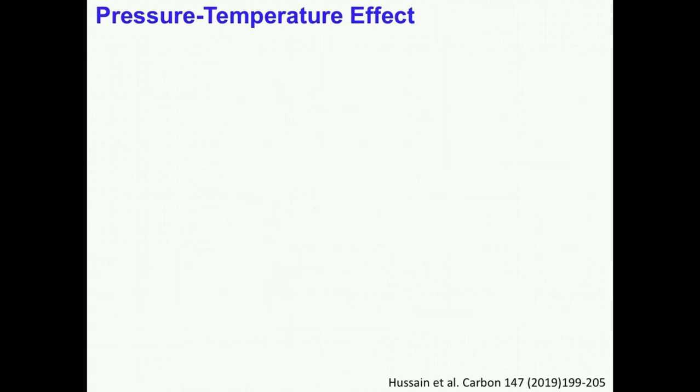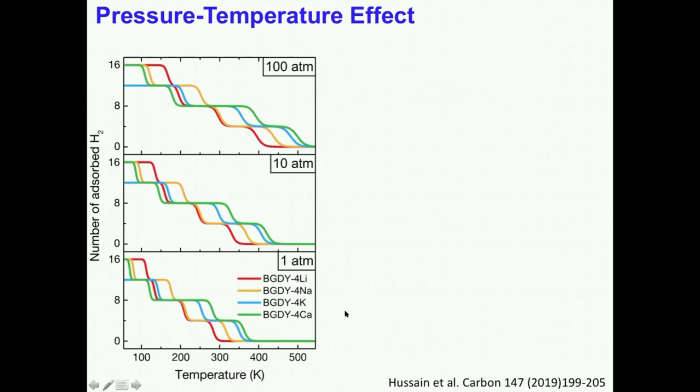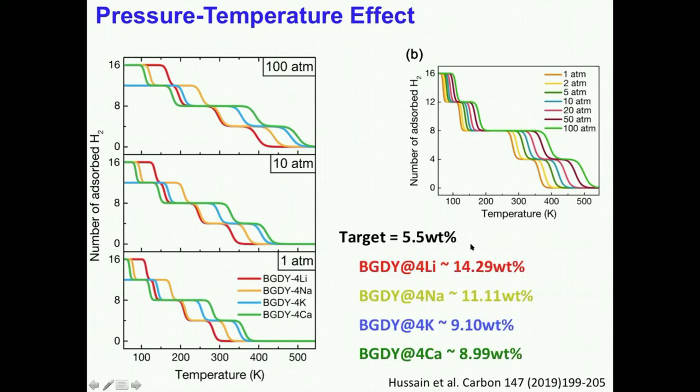So to summarize, these calculations were at 0 Kelvin and 1 atmosphere, but you know the fuel cell doesn't work at 0 Kelvin or atmospheric pressure. For that, we need to have a feasible pressure and temperature. So we have calculated these bindings at different temperatures and different pressures. And even in different ranges of temperature and pressure, the hydrogen molecules stay connected with this metal doped boron graphite sheet.